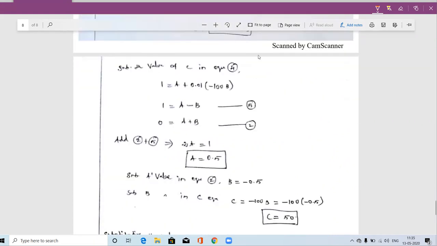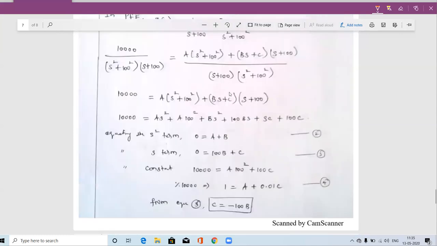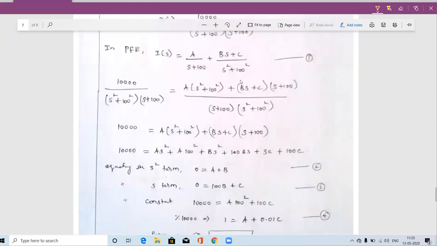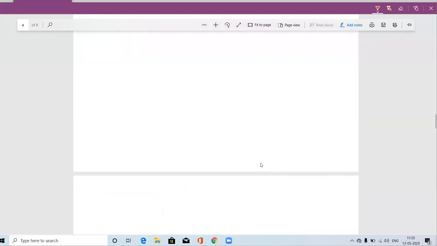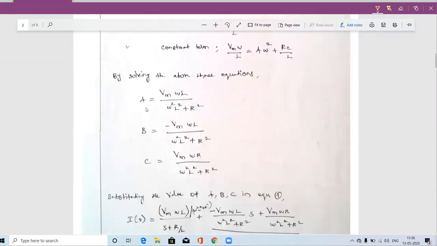Okay. So you may use this one. Otherwise, in the step, in the partial fraction, after you rearrange, the value of A, B, C is calculated as, we gave the derivation formula here, didn't we? What is the value of A? You see, what is the value of A? A is Vm omega L by omega squared L squared plus R squared.